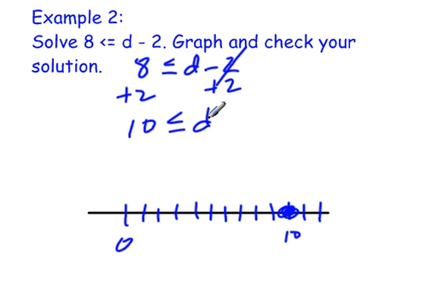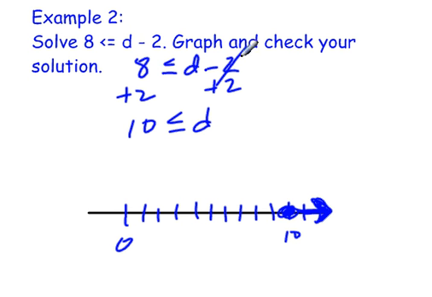So that means that d has got to be actually greater than. And we can kind of read this backwards. We can say d is greater than 10. So that means we need to go in this direction for this to be a true statement. Like 12 would work.